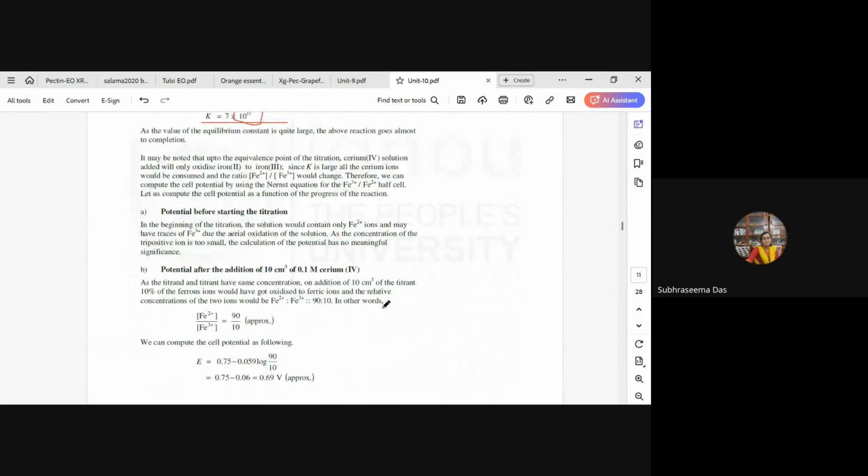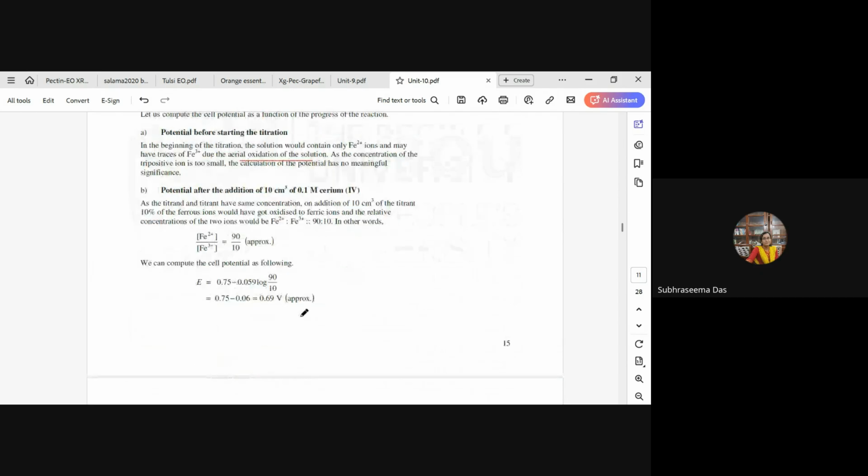Then let us understand the potential before the beginning of the titration. In the beginning the solution contains only Fe2+ and may have a very small amount of Fe3+ because of aerial oxidation. Because the concentration of Fe3+ is very small, the calculation cannot be done, or it has relatively no significance.